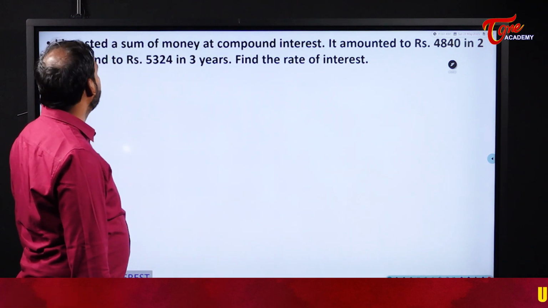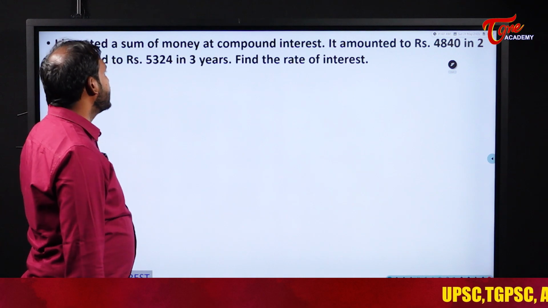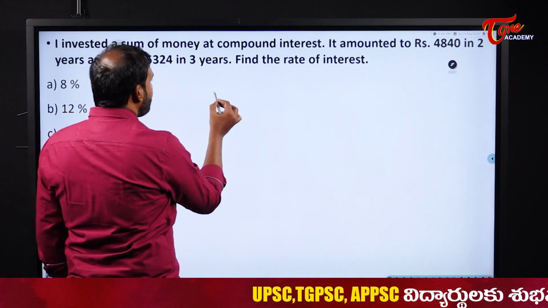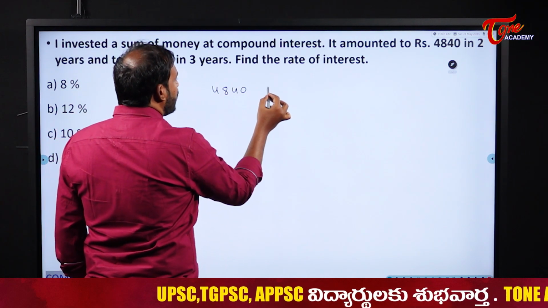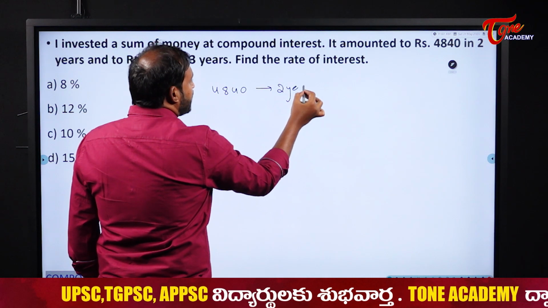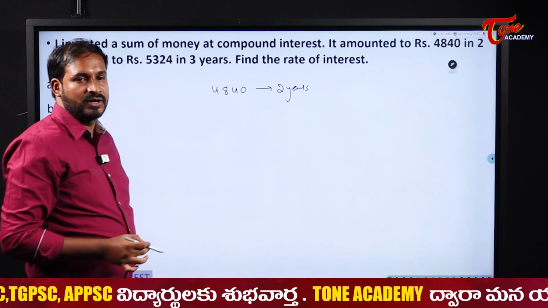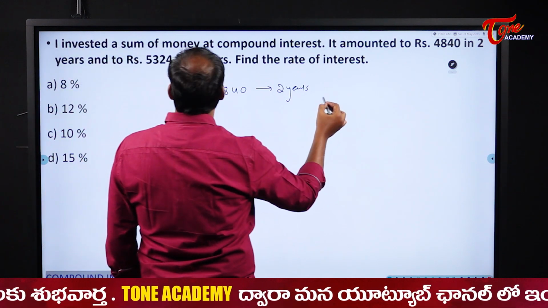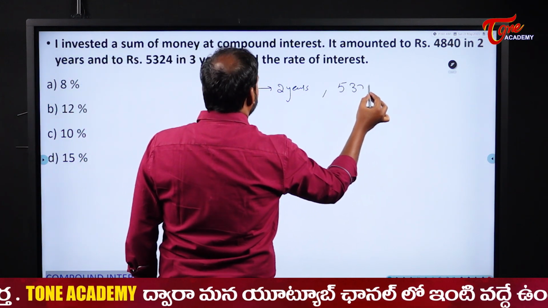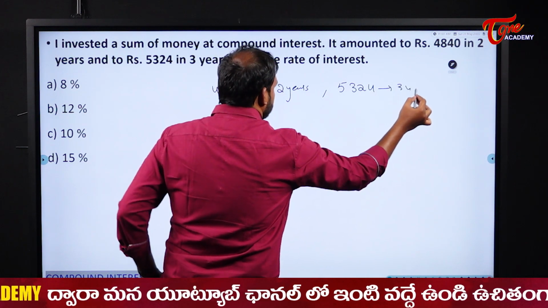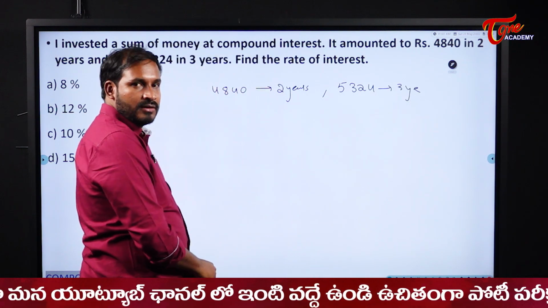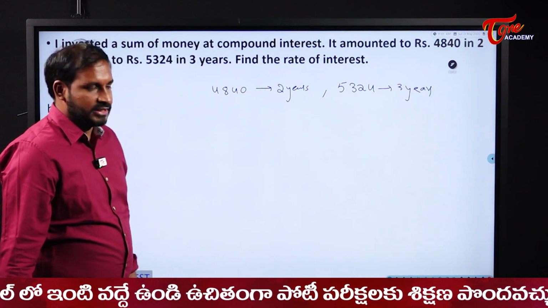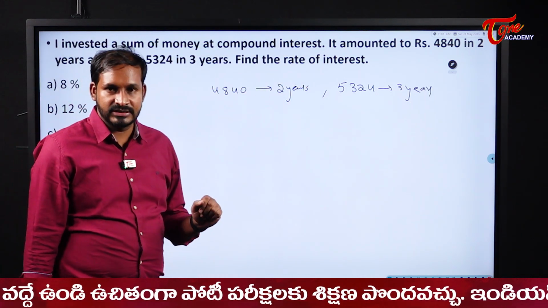Next, I invested a sum of money at compound interest. It amounted to 4840 in 2 years and to 5324 in 3 years. Now see here students. 4840 in 2 years. In our last video I skipped one problem, right? This is of that kind only. And the same amount, it was amount of 5324 in 3 years.